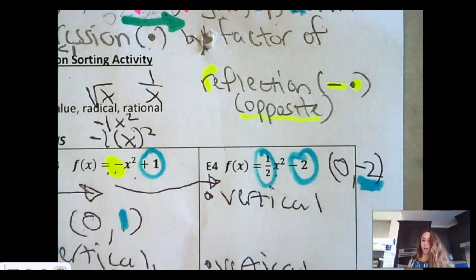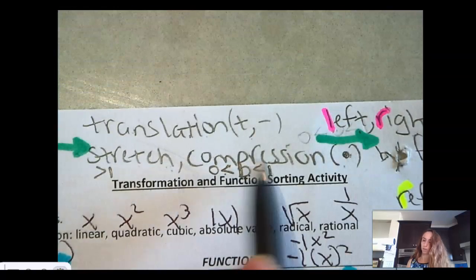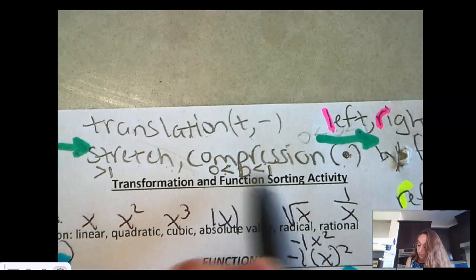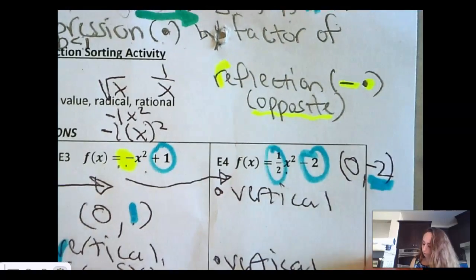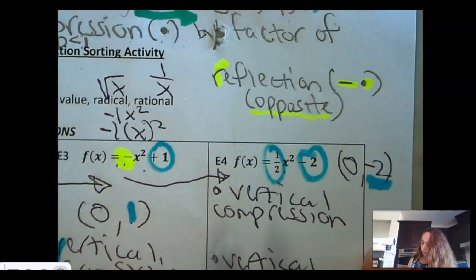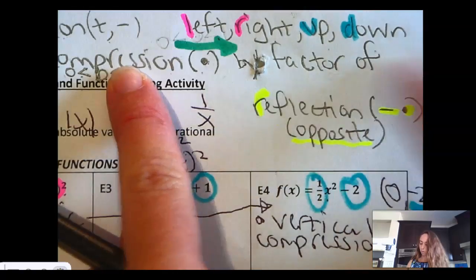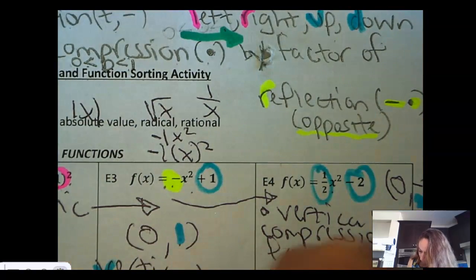Okay, now, if I'm dealing with the 1 half, it's being multiplied. If it's being multiplied, it's a stretch or compression. If it's greater than 1, it's a stretch. If it's between 0 and 1, it's a compression. So 1 half is between 0 and 1. So it is a compression. And look what I did here. I know I'm going back and forth. A compression by a factor of 1 half.